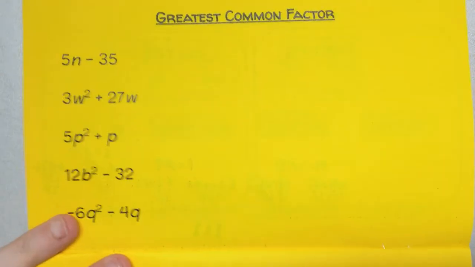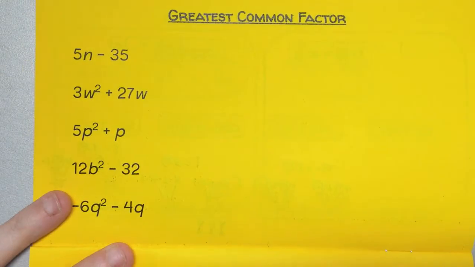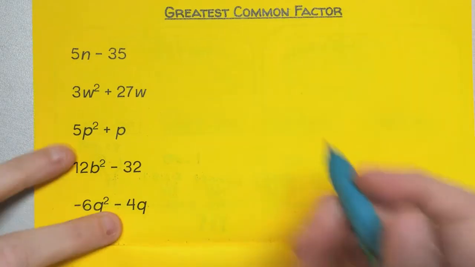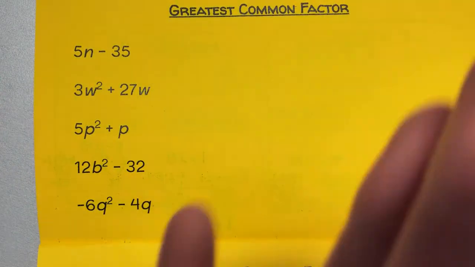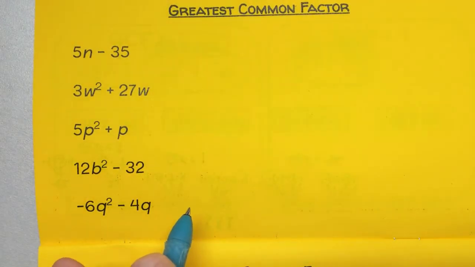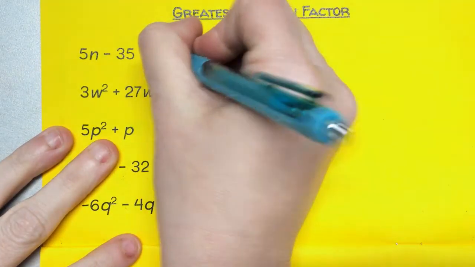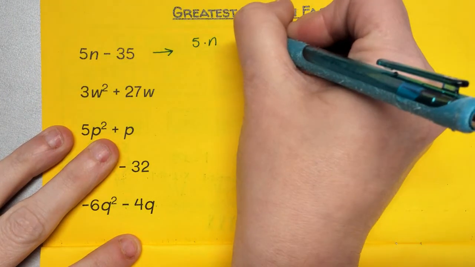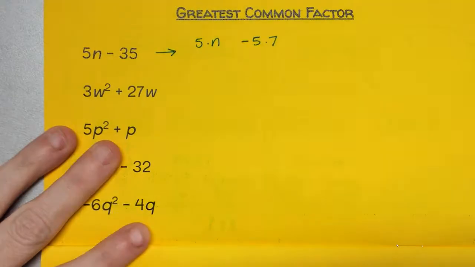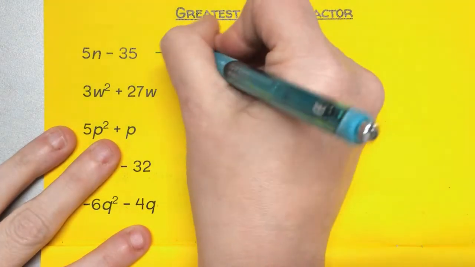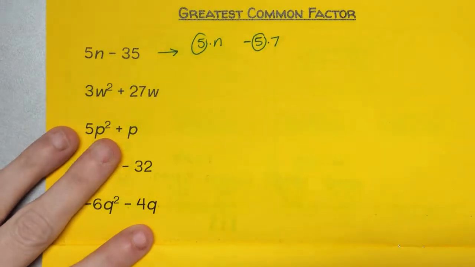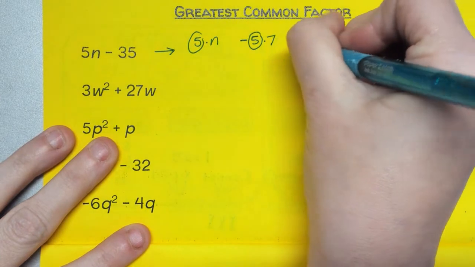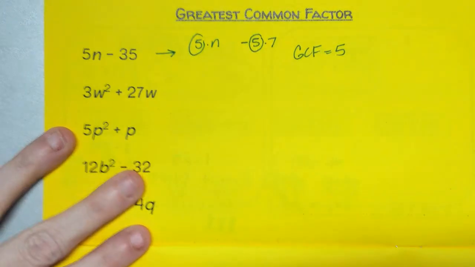Now, let's look at this next part. This is what we're going to have to actually do. We're going to be finding our greatest common factor. So let's look. What do these both have in common? You can almost tell by looking. And if we expand them, like we did before, 5 times n minus 5 times 7, they have a 5 in common. So my GCF is 5.